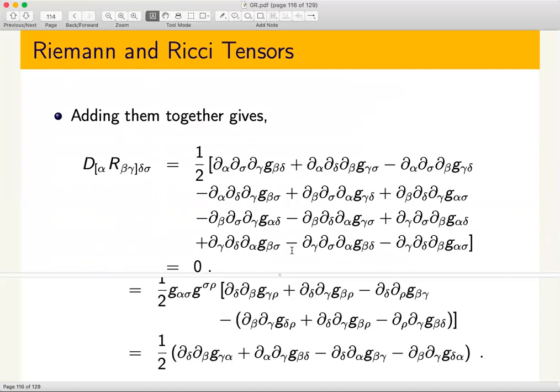For example, just look at this piece. Del gamma, del sigma, del alpha of g beta delta is the same as the first term. Since they are partial derivatives, you can organize them any which way you want. But there is a relative sign between them, so this term will cancel with this term. As a first check, you can see that there are 6 positive terms and 6 negative terms. So that is one thing that you should check.